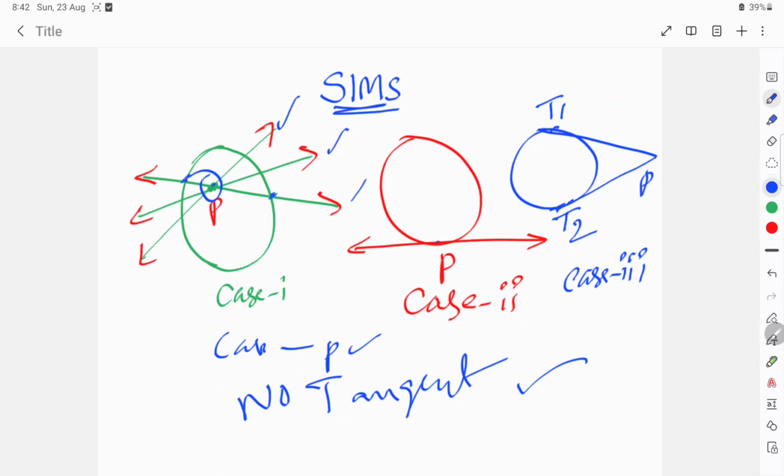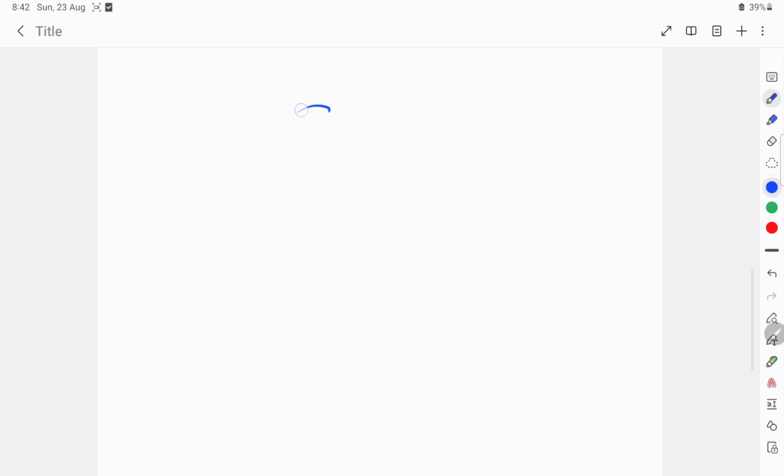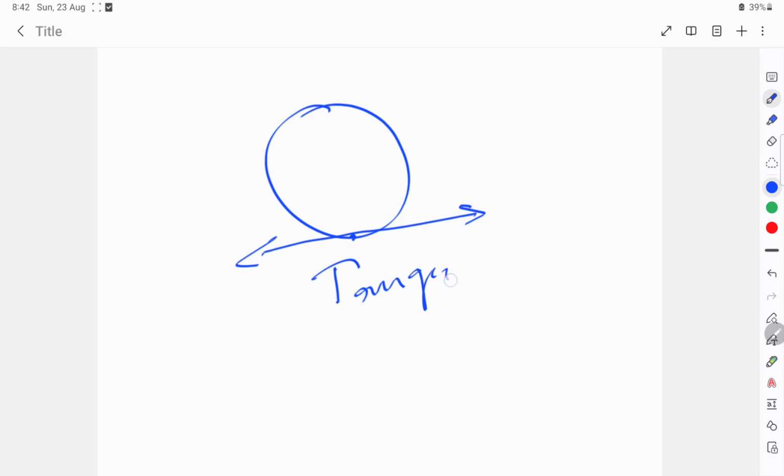And the second one. The second case is a point on the circle, which can make one line. This is called a tangent. So there is one and only one tangent at the point on the circle. There is one and only one tangent to a circle passing through a point lying on the circle.